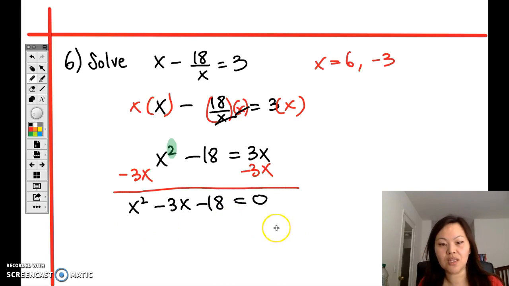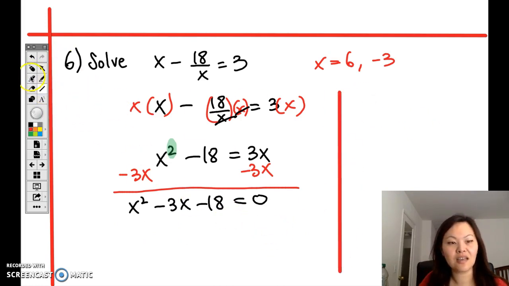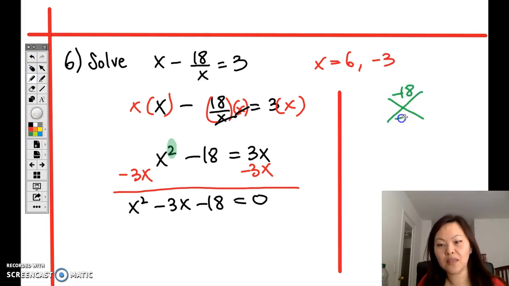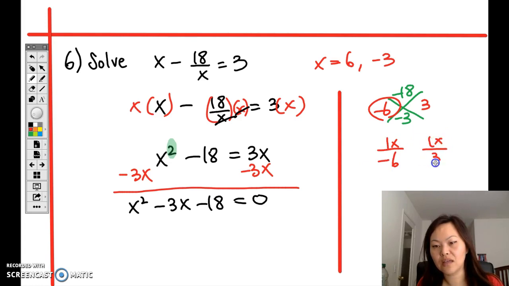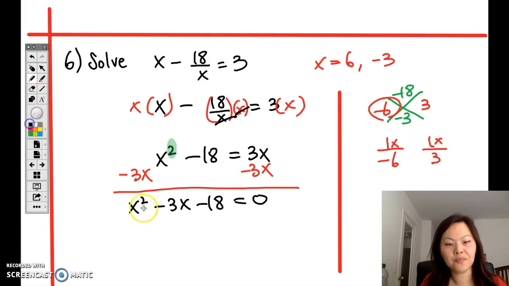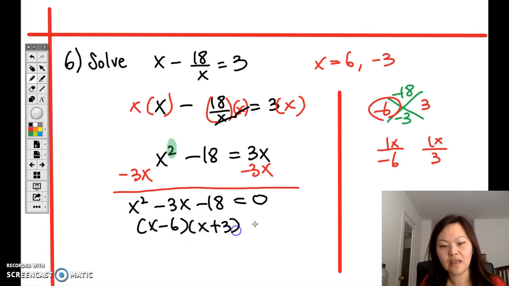So once we go up to here, we're going to do the big X. And obviously, I'm going to do it on this side, okay? So you do the big X, the negative 18 goes on top, the negative 3 at the bottom. So you know that the answer is going to be negative 6 times 3, right? The leading coefficient is 1, so 1x over negative 6 and 1x over 3, right? So we have x minus 6 times x plus 3, and that equals 0. So obviously we know x equals 6 and x equals negative 3.